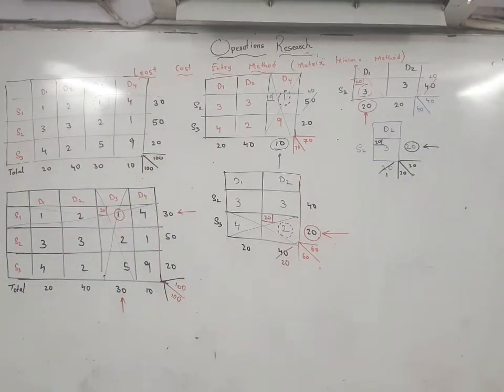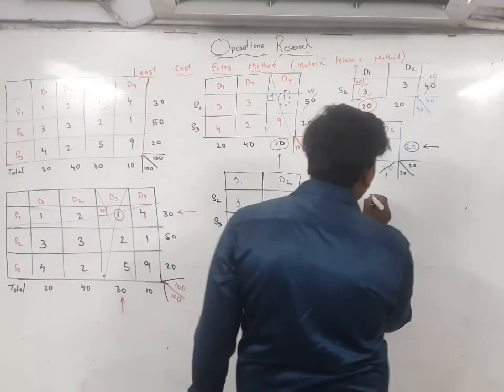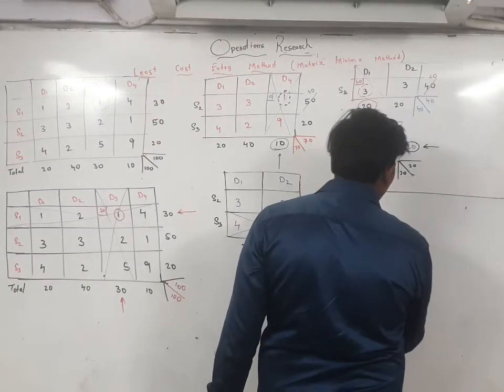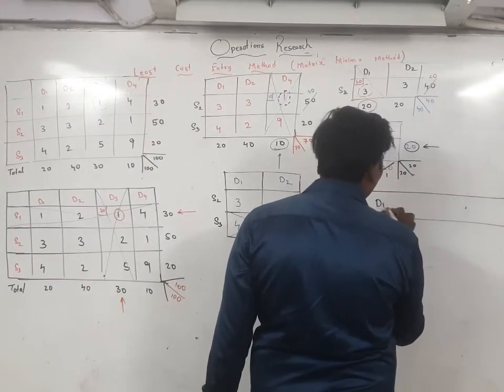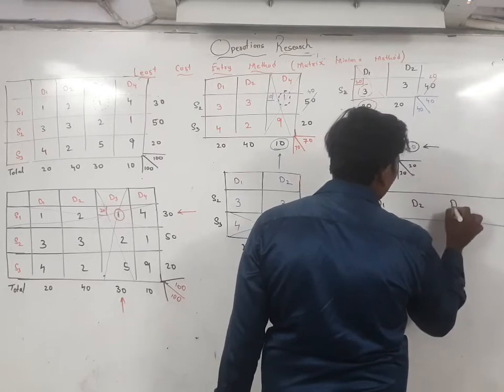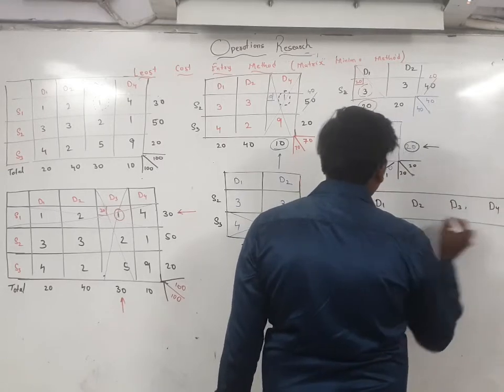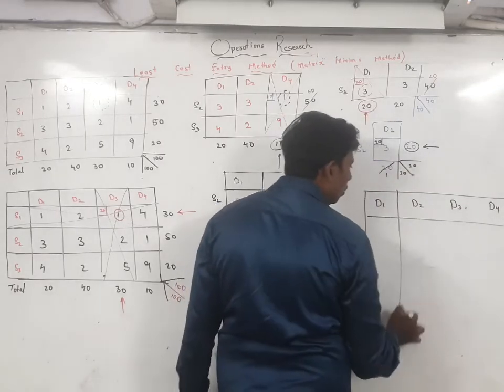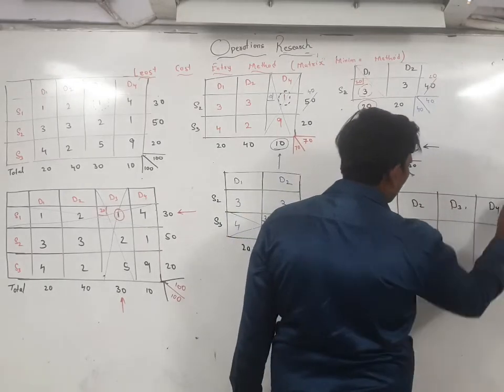Again you have to write down the question. In the question, whatever is there, you have to write that down first. First one is D1, next one is D2, next one is D3, next one is D4. D1, D2, D3, D4.